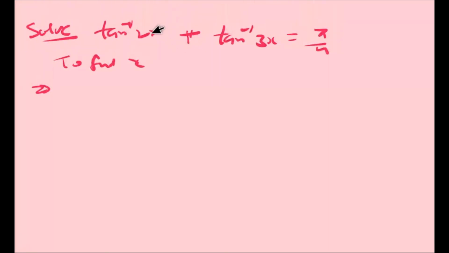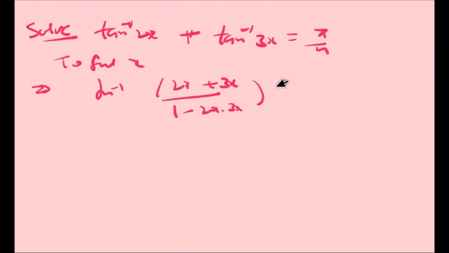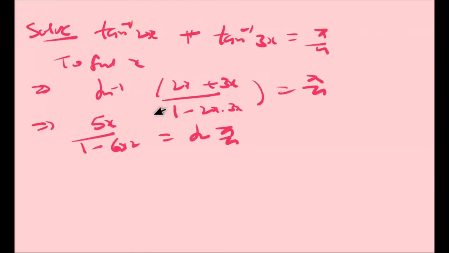When we solve this type of question, we have to reduce these functions. Now tan inverse x plus tan inverse y, that is the formula tan inverse x plus y upon 1 minus x into y. Okay, so we can write here 5x upon 1 minus 6x square equal to tan pi by 4, we can take here, and that is equal to 1. Now using quadratic equation we can solve the value of x.